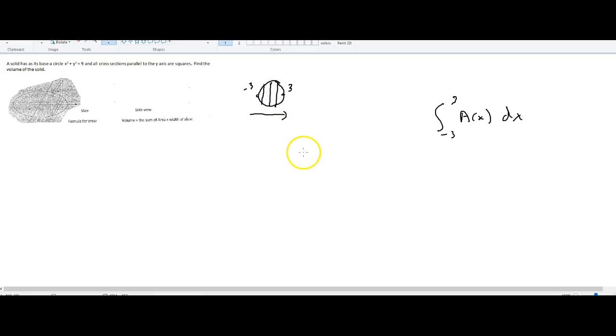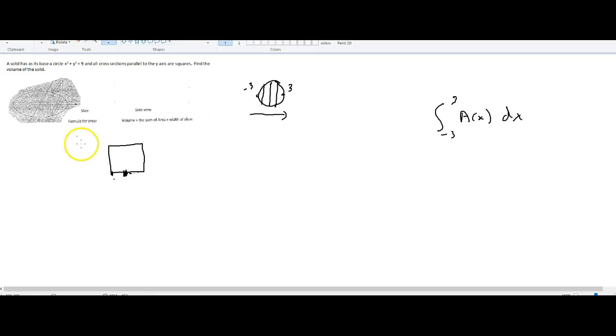Does that make sense? And so therefore, all I need to do is figure out what the area of the shape is. What am I walking through? It says my cross sections parallel to the y-axis are in fact squares, which means there are squares that look like this. And the squares are the distance between the axis and here.